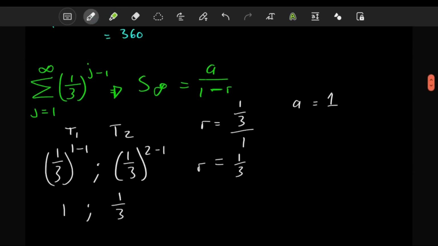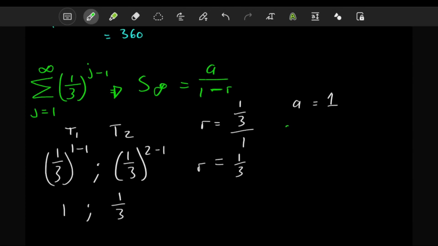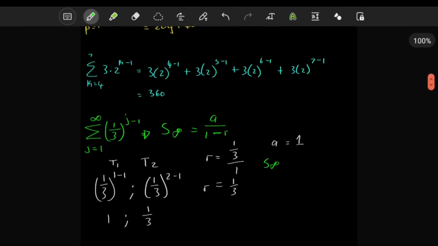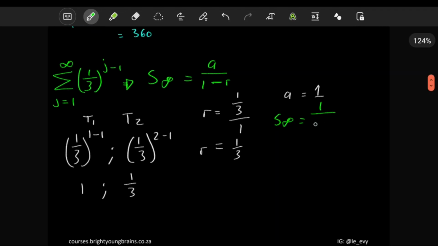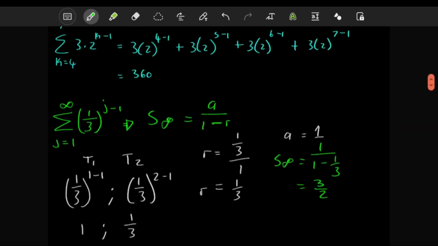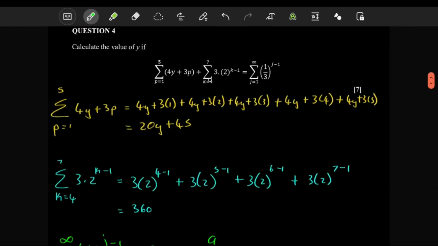So obviously, we know that you have a and you have r. Your sum to infinity here is just 1 over 1 minus 1/3. Let's see here in the calculator, 1 over 1 minus a third. This is giving you 3 over 2. There you go, so you have something for each of these. You have 1, 2, and you have 3. It's all just an equation.